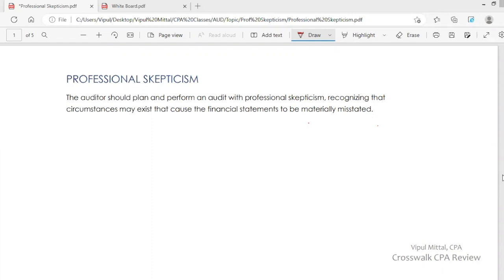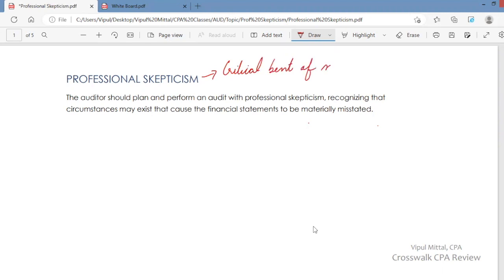It means that you need to have that critical bent of mind. You need to critically analyze. You have to be alert to conditions that cause the financial statements to be materially misstated. You have to maintain professional skepticism, recognizing that there may be circumstances that cause the financial statements to be materially misstated.